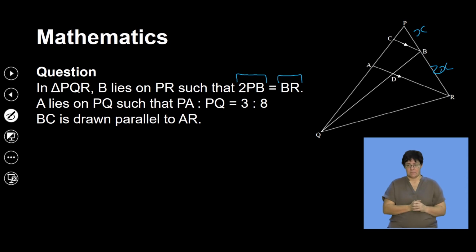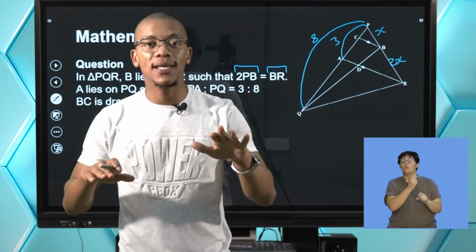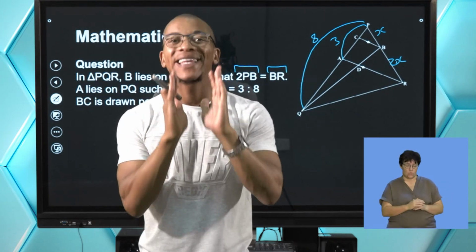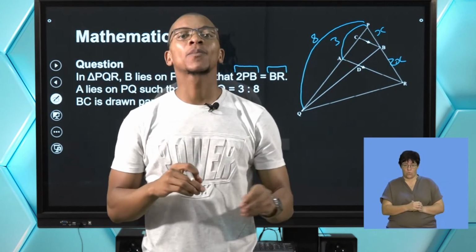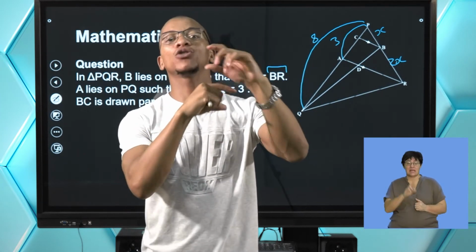And then also, what do I know? I know that I have a ratio of PA to PQ as 3 is to 8. So PA, which is this, and PQ, which is the whole one, is 3 is to 8. Please understand something, guys. Whenever I give you a ratio, I am not saying that the lengths of that are 8 and 3.